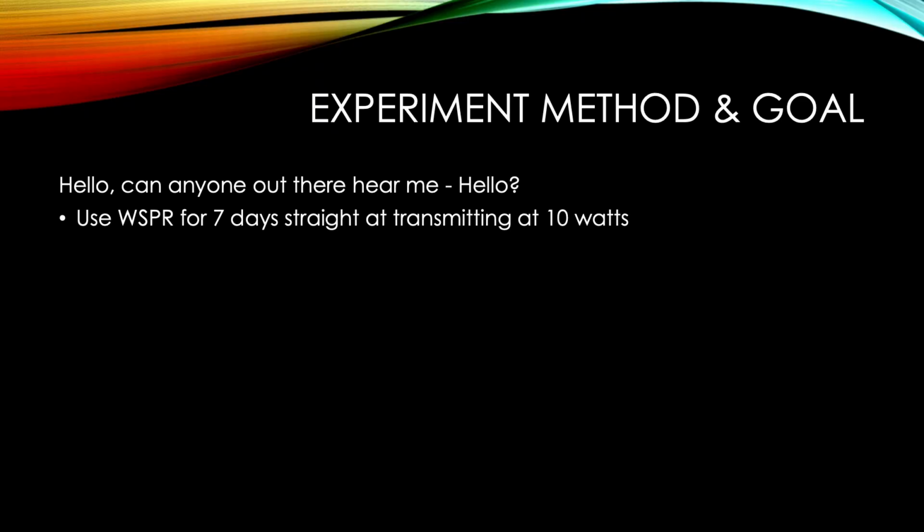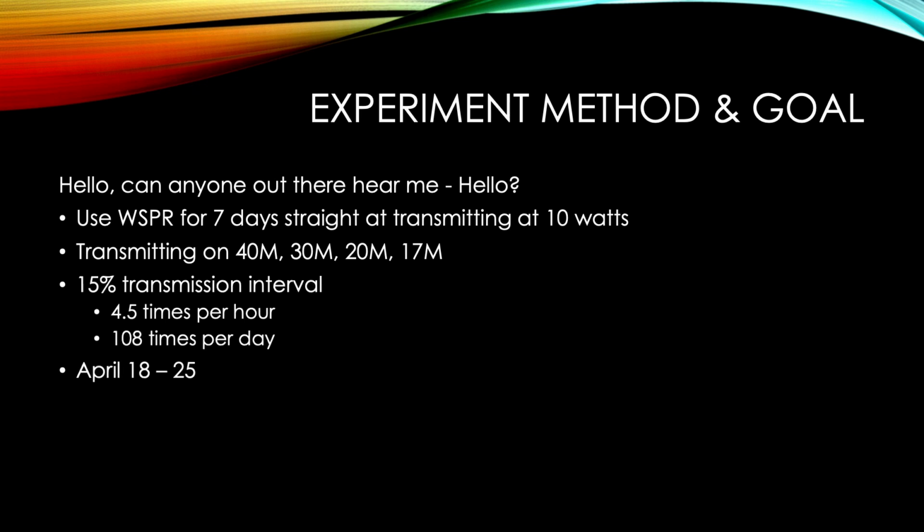Knowing all those compromises, I wanted to come up with an experiment so that I could understand how well this particular antenna works against other antennas that I might install. So the experiment that I decided on was I would use WSPR for 7 days straight, transmitting at 10 watts. And I would transmit on 40, 30, 20, and 17 meters. I transmitted at a 15% transmission interval, which comes out to 4.5 times per hour, or 108 times per day. So I did that for 7 days.